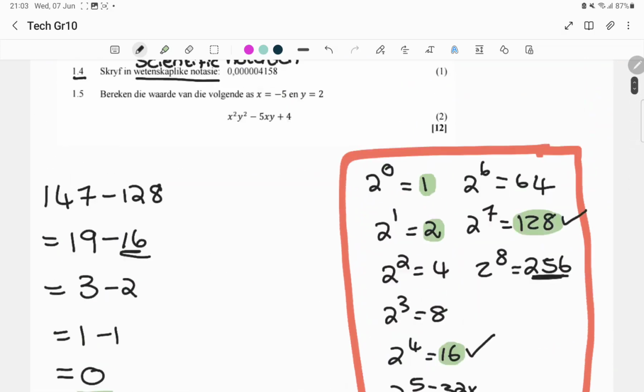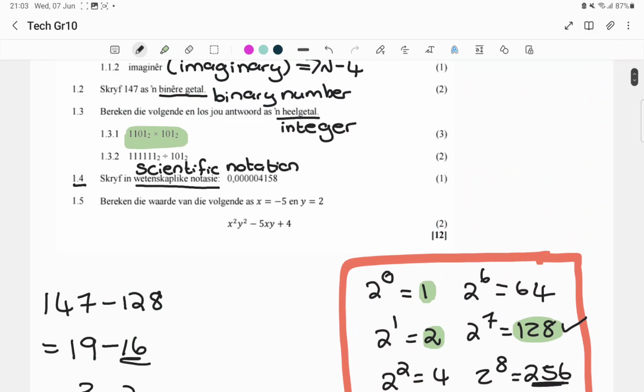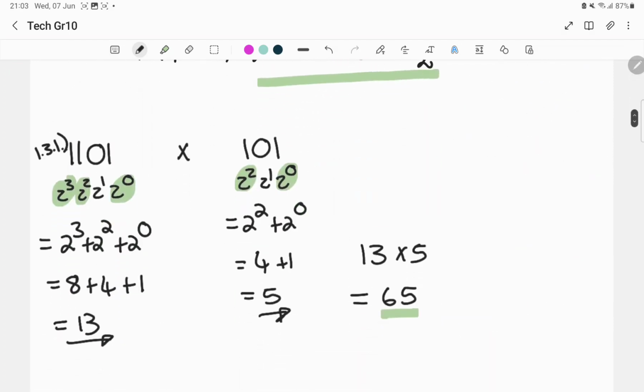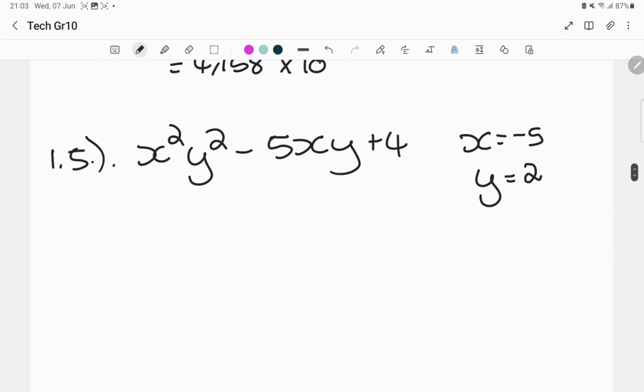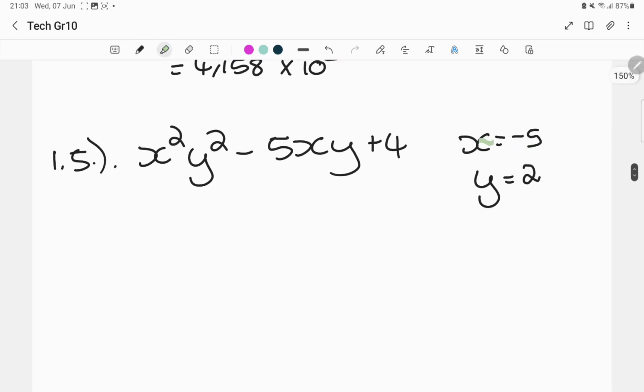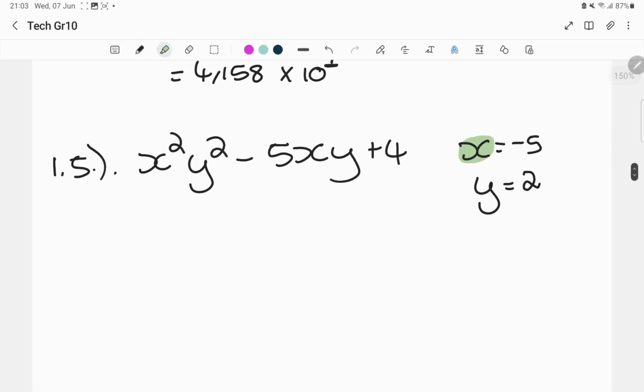Then we're going back to question 1.5, where they say calculate the value of the following if x is minus 5 and y is equal to 2. And then here they give you your formula. Obviously what you have to do in this case is just substitution. So wherever I have an x, I have to substitute in a negative 5.